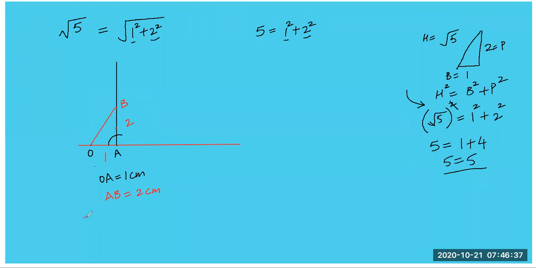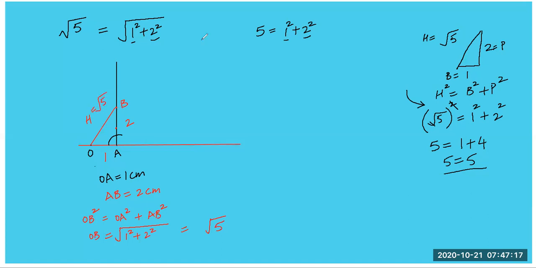So OB square, OB is the hypotenuse, right? OB square is equal to base square, OA square, plus perpendicular square, that is AB square. Now OB will be equal to under root of all this. What is OA? 1 square. What is AB? 2 square. That means OB is equal to under root 5. So I got OB as under root 5, but I have been asked to draw under root 5 on the number line.